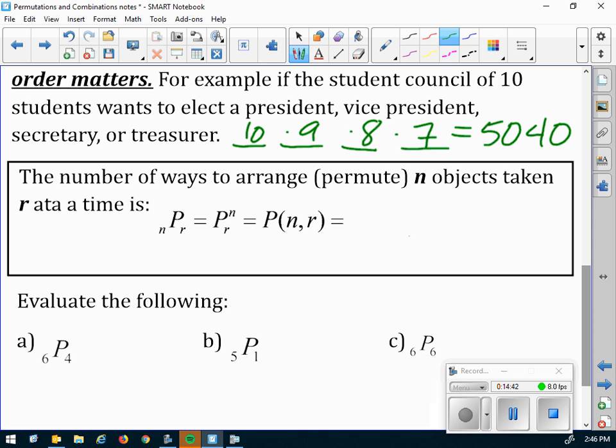The number of ways to arrange or permute n objects, taken r at a time. So you look back here. How many objects? Taken how many at a time? We had 10 objects taken 4 at a time because we needed 4 officers, right? 10 people to choose from, 4 slots to fill. Now, order matters. If Jackson is the president, that's a whole different set of officers than Jackson being the vice president. Order matters.